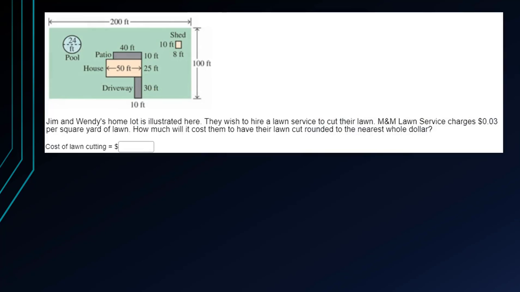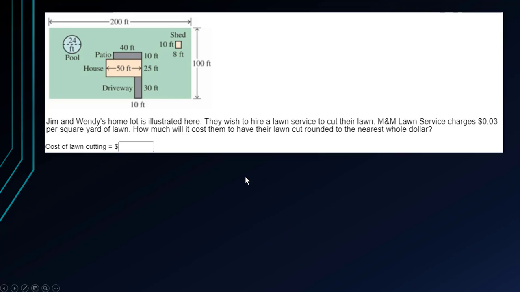For the last example, you're given this layout of the yard that Jim and Wendy's home is sitting on, and they wish to hire a lawn service to cut their lawn. M&M Lawn Service charges 3 cents per square yard of lawn. One of the first things to keep in mind is everything here is dealing with feet, and the areas I would find are in square feet. So I am going to need to do a conversion at some point along the way in order to use this. How much will it cost them to have their lawn cut, rounded to the nearest whole dollar?